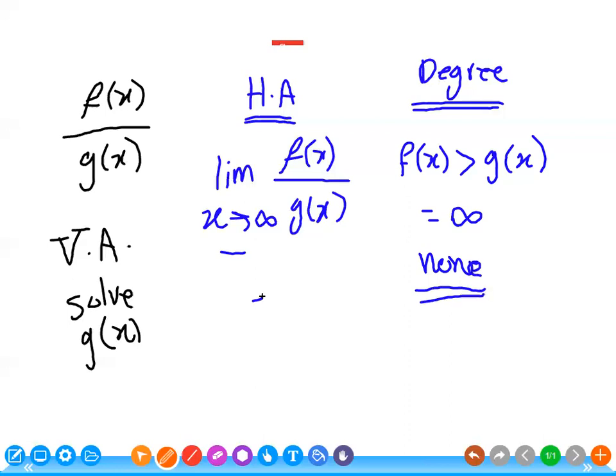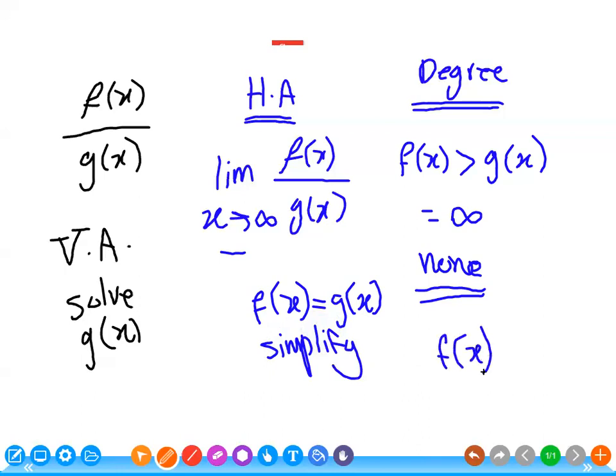Now, the second case: if the degree of numerator and degree of denominator are equal, then you only simplify. We will come to it later. However, finally, if the degree of the numerator is less than the degree of the denominator, then directly you say we have a horizontal asymptote at y equals 0. Sometimes you have no vertical asymptote because there are no zeros for the denominator. And sometimes you have no horizontal asymptote. Maybe a function doesn't have any asymptote.